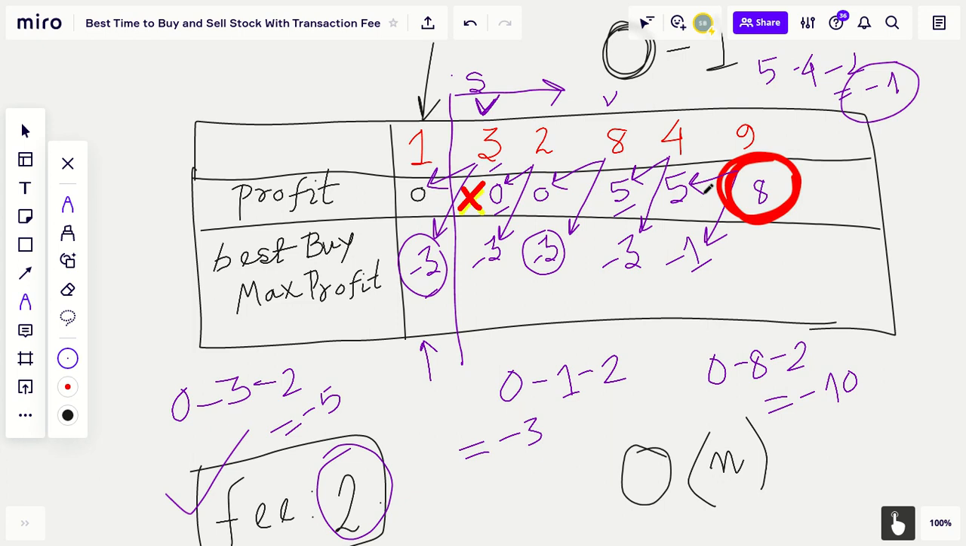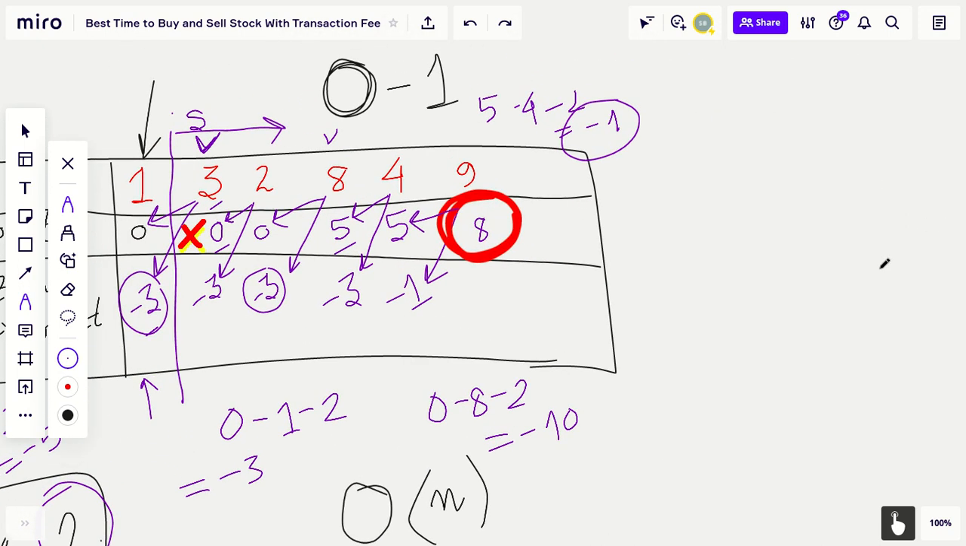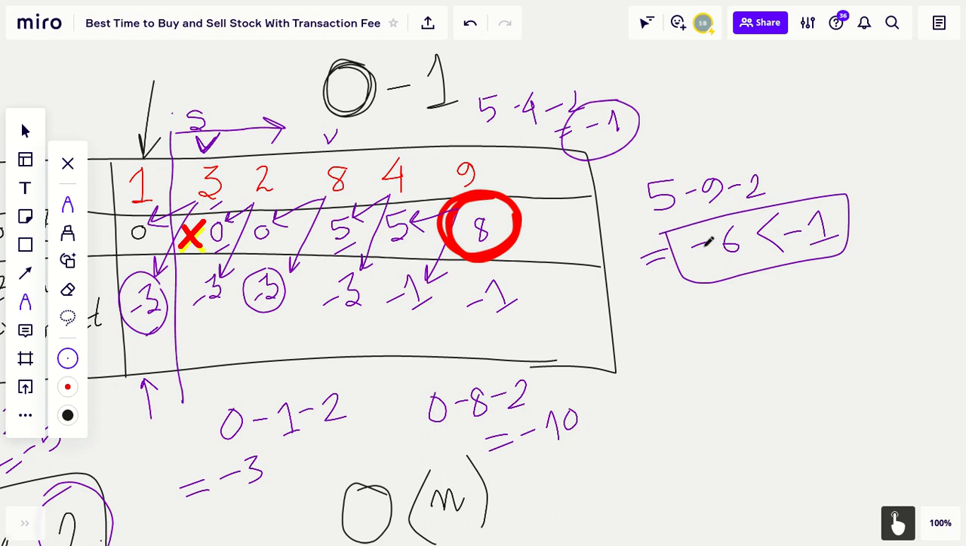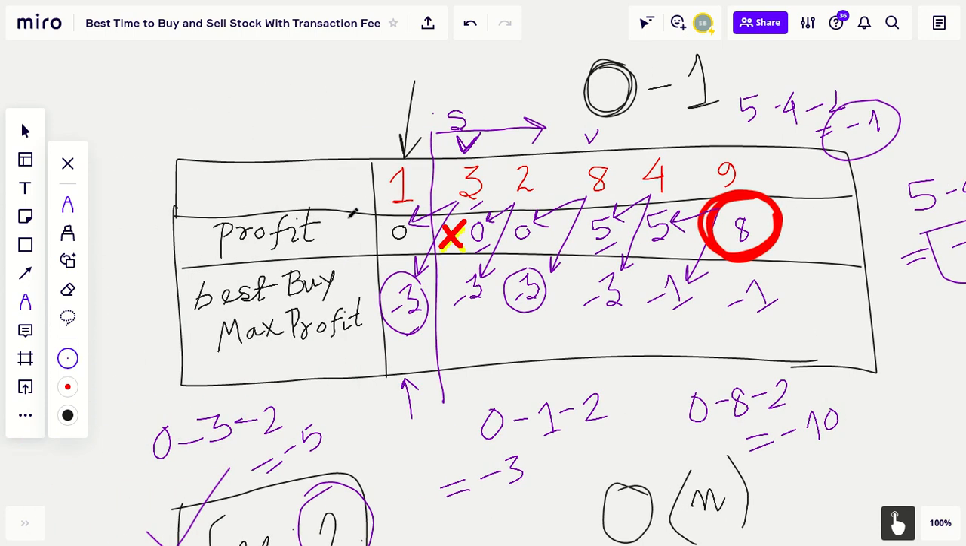Okay, and the next one is 9 minus 5. You don't calculate this one anyway, it will be calculated anyway. So it is like 5 minus 9 minus 2, that is how much? Minus 6. Okay, so this guy will still be minus 1, because minus 6 is less than minus 1. Okay, so that's how this is done.